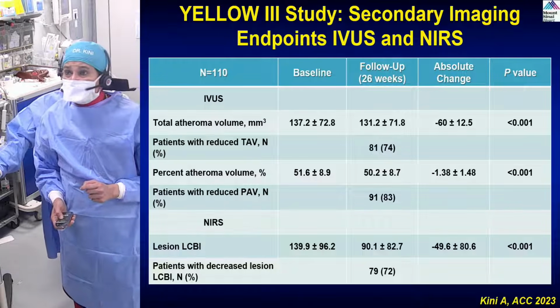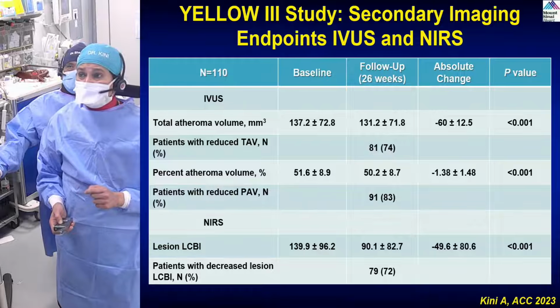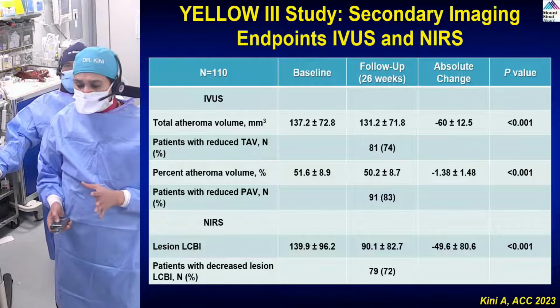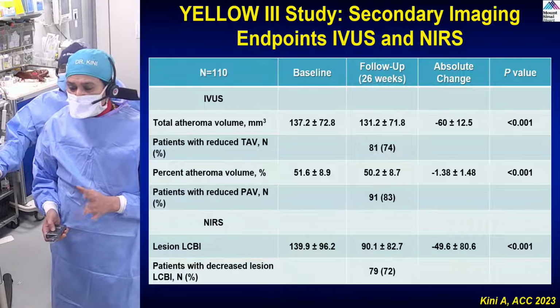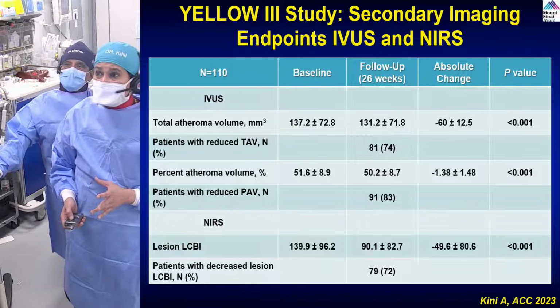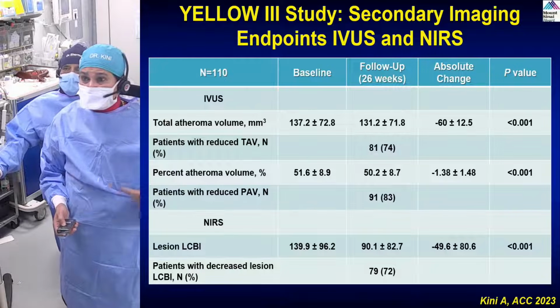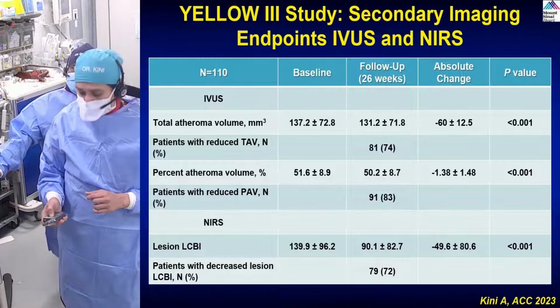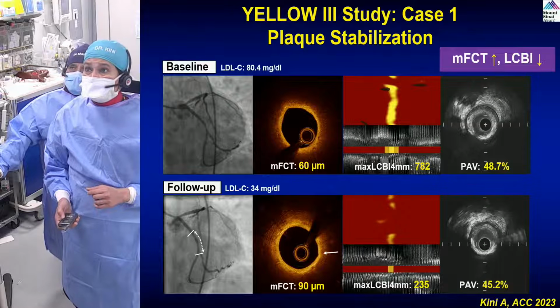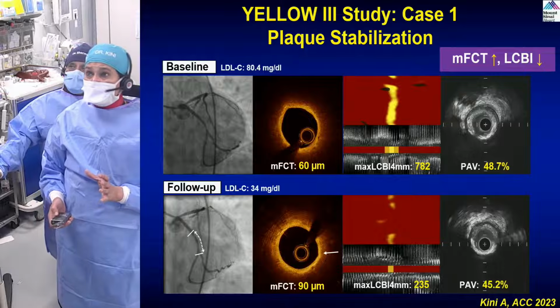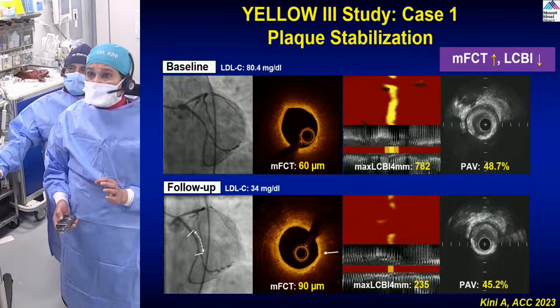So this is secondary IVUS: percent atheroma volume decreased by 1.3. In most of these studies, it ranges between 1 to 2, so we are about 1.3, exactly like the other studies. And the entire lesion NIRS also decreased, 139 to 90. This is a plaque stabilization case where I would say there was a change in the plaque morphology.